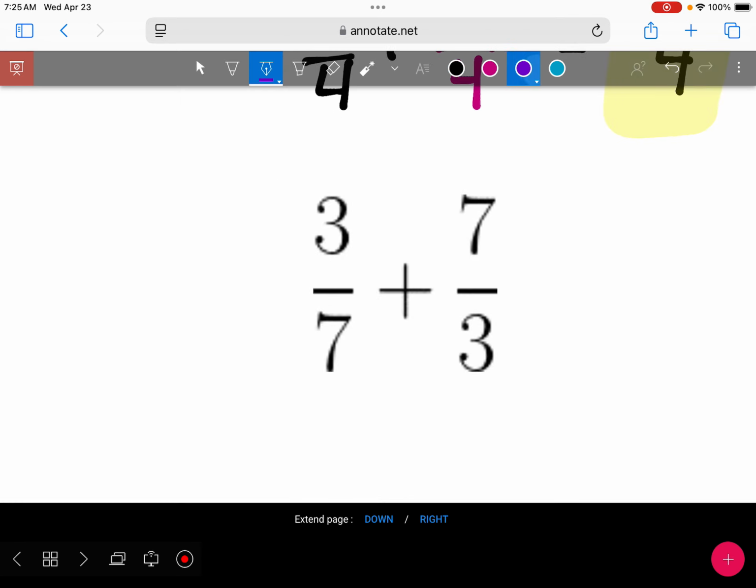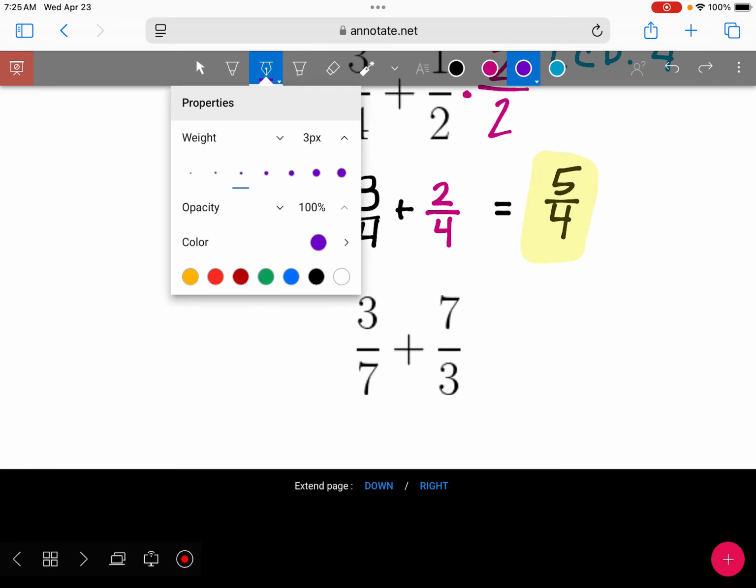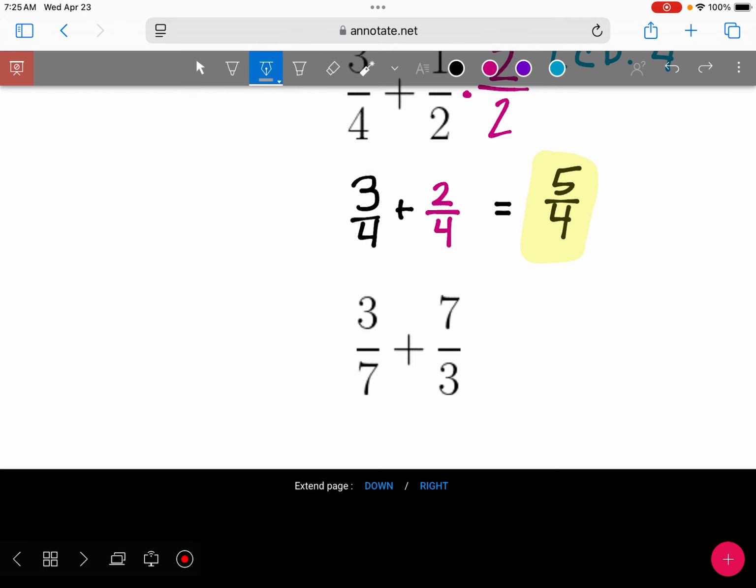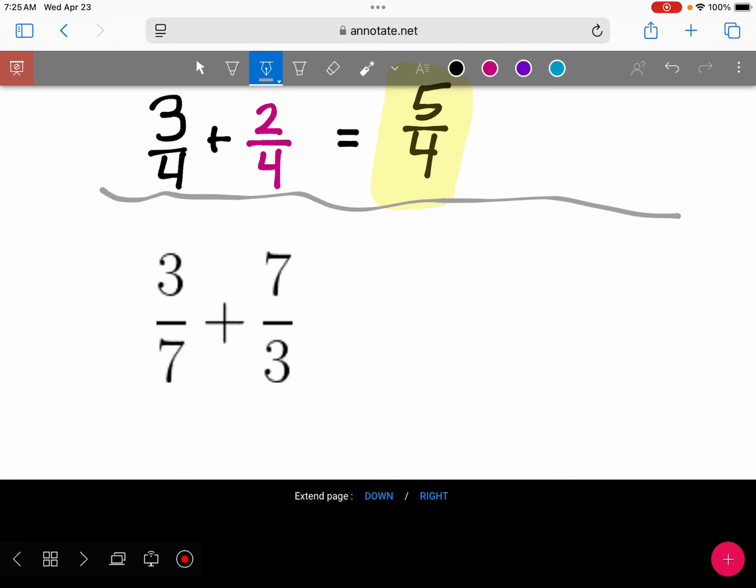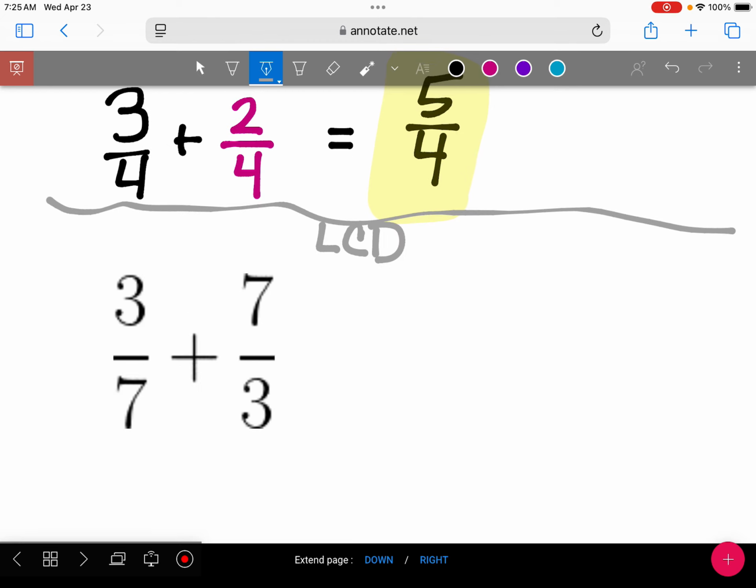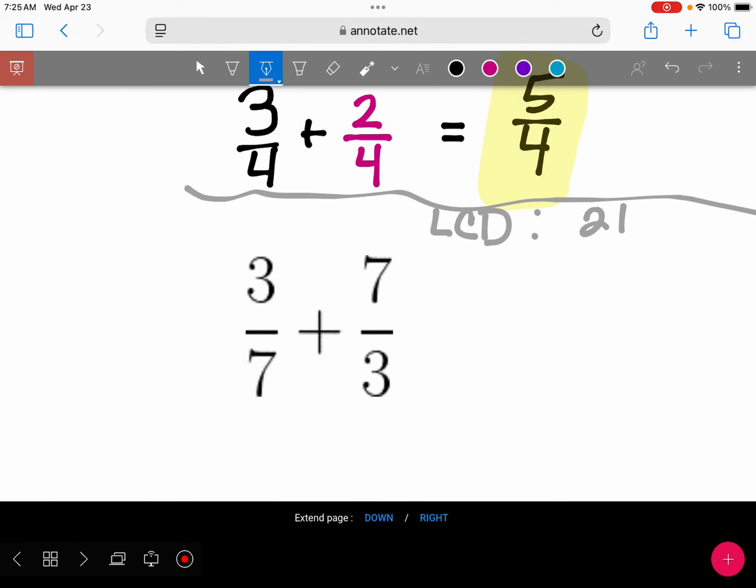We still need to get them to a common denominator. What is our common denominator going to be? 21. But wouldn't that just add all of the numbers, 21? Let's look. Our least common denominator is going to be 21. So what do I need to multiply my 3/7 by?